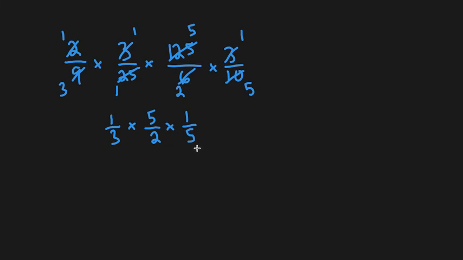Now we have another common factor on top and bottom that we can see with a 5 and a 5, so those will go to 1s, dividing both of them by 5. And this leaves us with 1 over 3 times this fraction becomes 1 over 2, and we can ignore the 1 over 1. Finally, now we can just multiply straight across without having to simplify. 1 times 1 is 1, and 3 times 2 is 6, which would be the final answer.